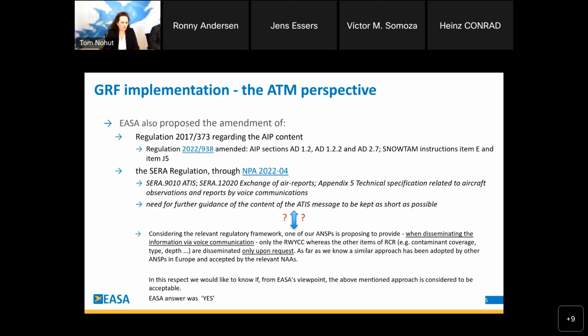Just one example here, which is linked to the SNOWTAMs. We have been receiving a number of queries by the Member States or particular service providers. Here is one example where we have said that it's possible to shorten the communication, provided that this is arranged with the appropriate competent authority. In this case, we have been positive, saying that you can use only a runway condition report and the other elements only on request, if this is arranged appropriately. So this was one of the aspects we have tried to address.